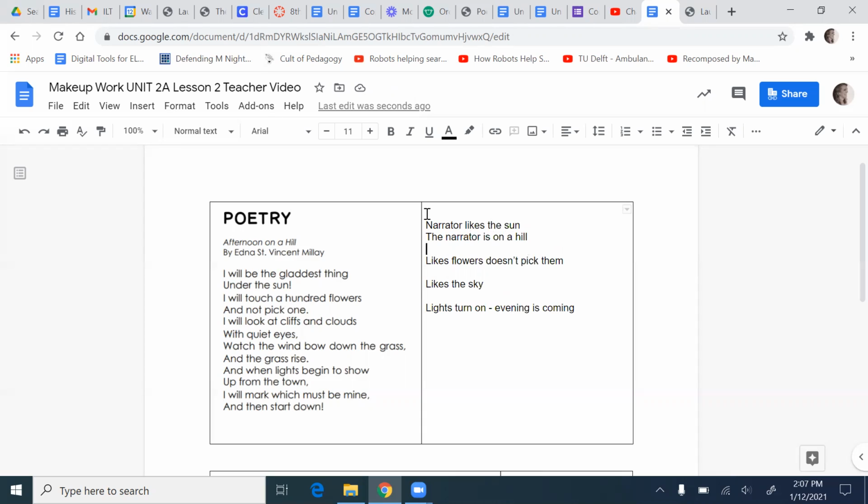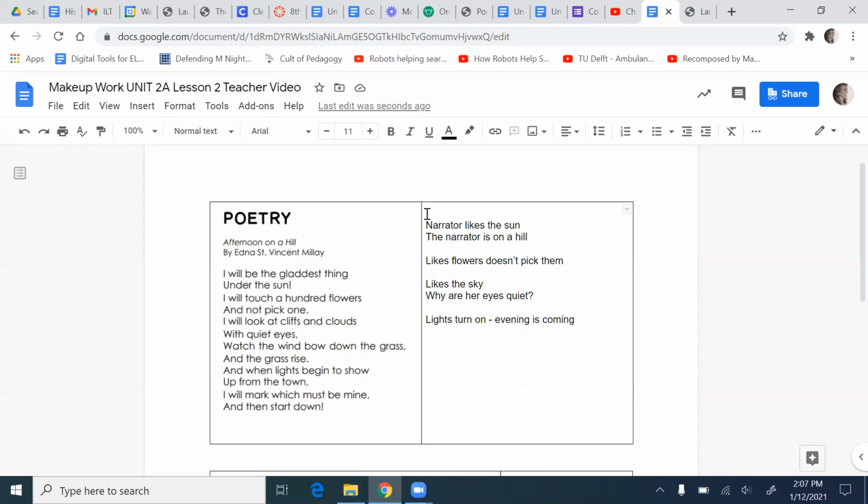I will look at cliffs and clouds with quiet eyes. Okay, so now I'm asking, why are her eyes quiet? With quiet eyes. So I'm just going to put that in as a question. Why are her eyes quiet? Is it because the day is quiet? Is it because she's at peace? Why are her eyes quiet?